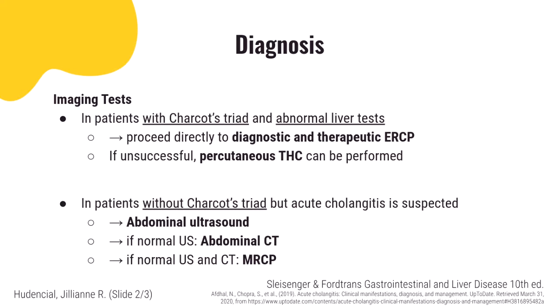In all other patients with suspected acute cholangitis, we perform abdominal ultrasound to look for bile duct dilatation and stones. If the abdominal ultrasound is normal, abdominal CT scan is performed to exclude other causes. If the abdominal ultrasound and CT are both normal in a patient with suspected acute cholangitis, we perform MRCP, which has a higher diagnostic accuracy.